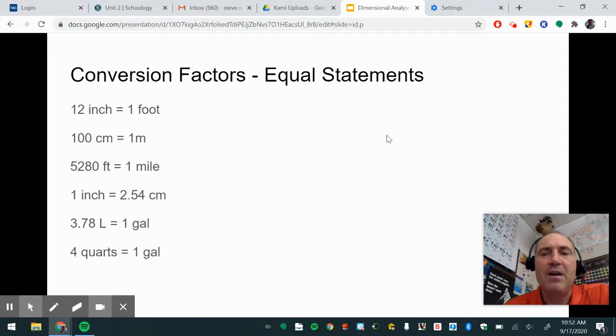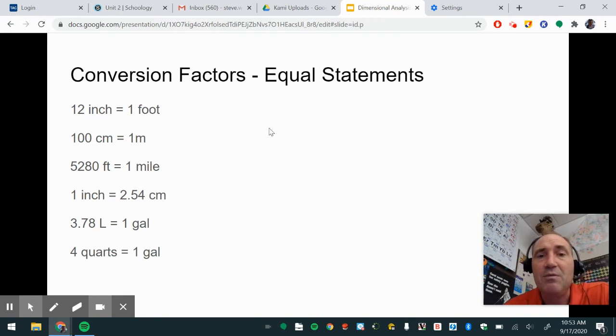Now, today everything is about using dimensional analysis, using something called a conversion factor. Conversion factors by definition are things that are actually equal to other things. So if, for example, I have 12 inches, I literally have 1 foot. That's a definition of 1 foot. If I have 100 centimeters, I have 1 meter. 5,280 feet equals 1 mile. These things are all statements that are equal to each other. 1 inch is 2.54 centimeters. It can be anything as long as it ends up being equal to it.